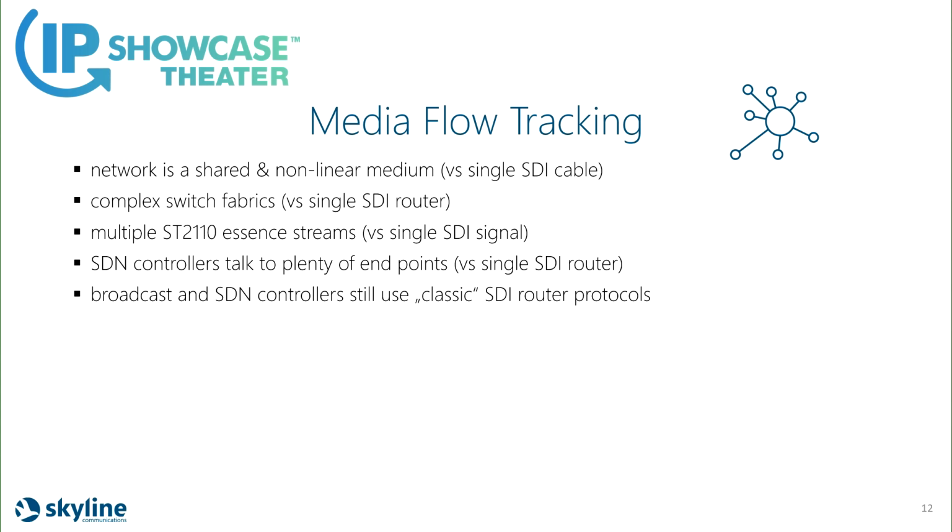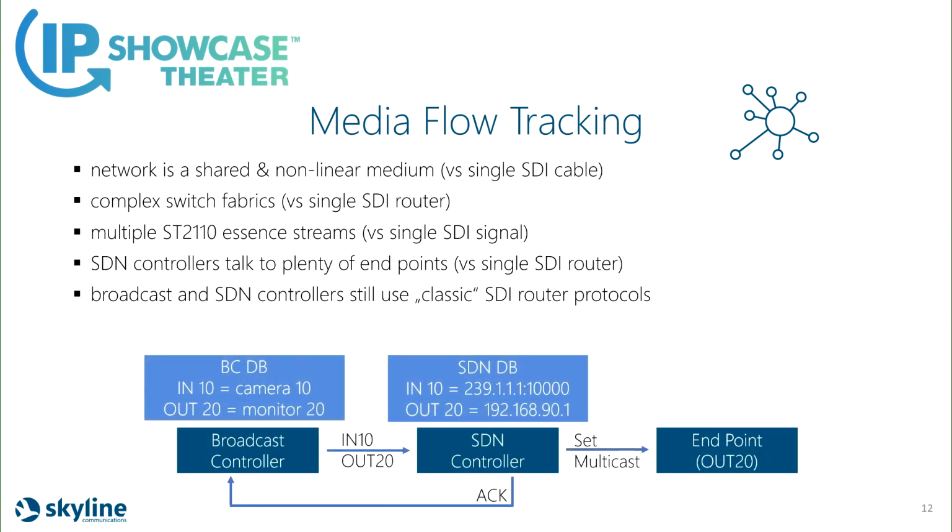Another part I want to discuss and quickly show you is the way broadcast controllers and SDN controllers talk to each other. An SDN controller today, when we talk about destination-based switching, needs to talk to plenty of endpoints rather than a single endpoint, which was the SDI router in the past. So again, more complexity. And the other problem we see today, broadcast and SDN controllers use, I call it, classic router protocols. Let me give you an example here.